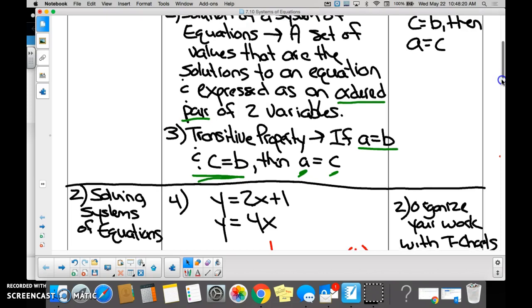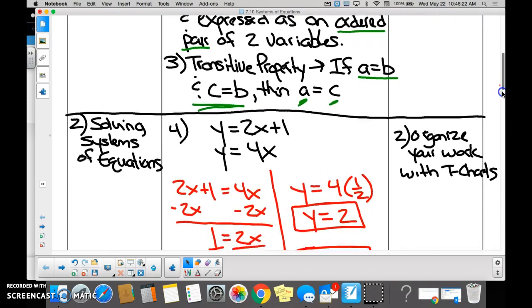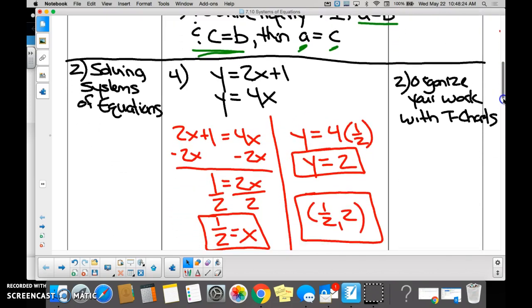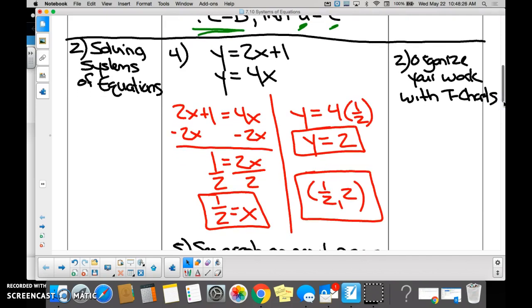And then solving a system of equations, we have our own little way of doing it. So number 4 is an example in black there of 2 equations that have 2 variables that are not solved. Because y is 2x plus 1, and because y is also 4x, what is true about 2x plus 1 and 4x? They equal each other. So what we're going to do is set them equal to each other down here in our t-chart, or our kind of t-chart, right? And then we have 2x plus 1 equals 4x.